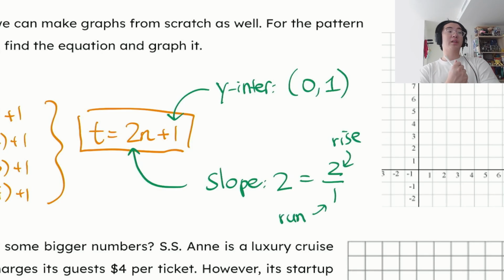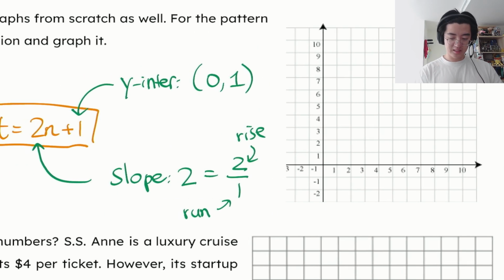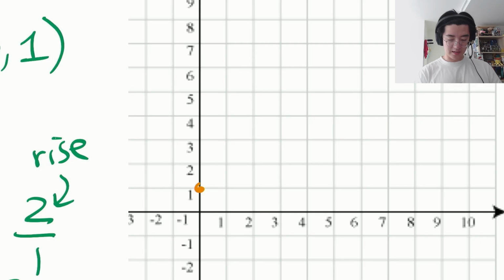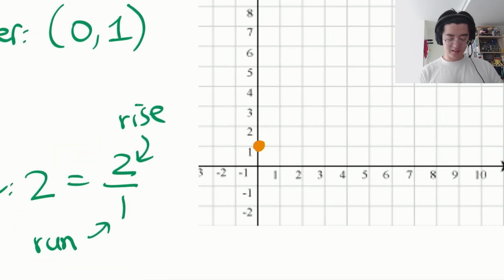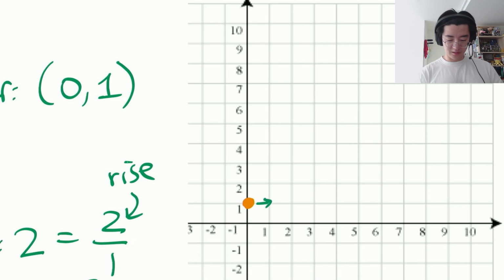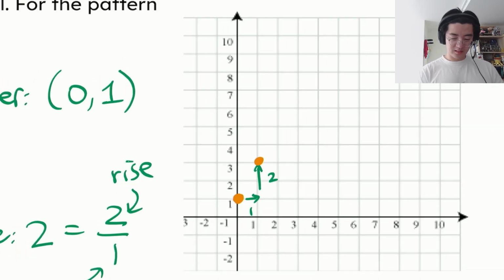Alright, so every time we go 1 to the right, we're going up by 2. Okay, let's check it out. So y-intercept 1. Right, our slope: we go to the right by 1 and we go up by 2. That's our second point right here. Yeah, and then we're done.